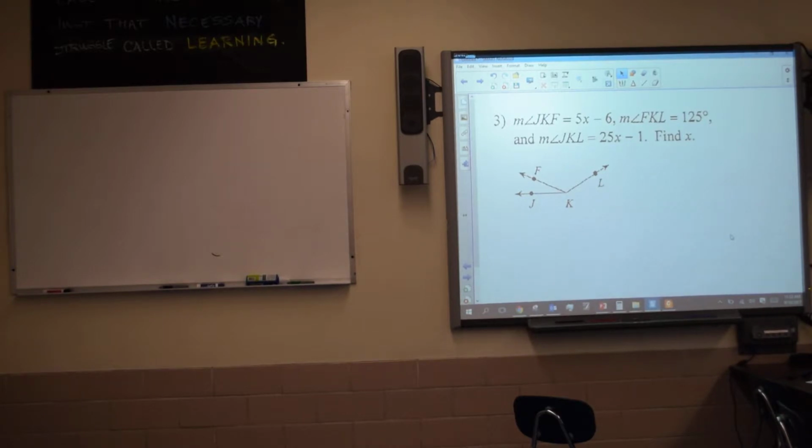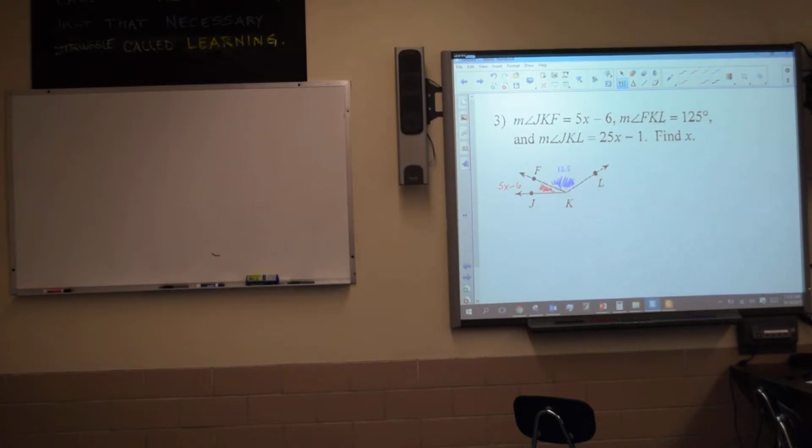Okay, first thing I always do is try to organize your information in the picture such that you're adding the right things together. So JKF, J to K to F, is going to be that angle right there, correct? Okay, so that's the 5x minus 6. Then they say FKL. Well, FKL is going to be that blue angle right there.